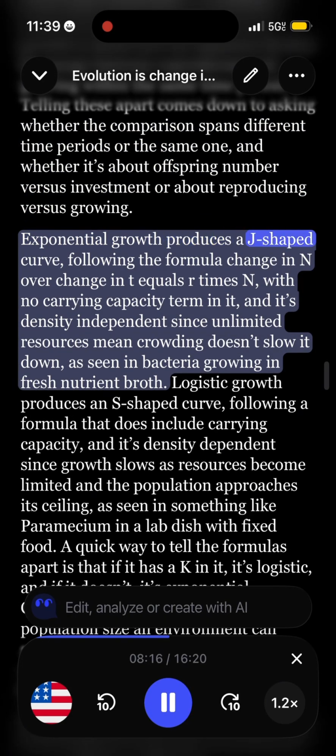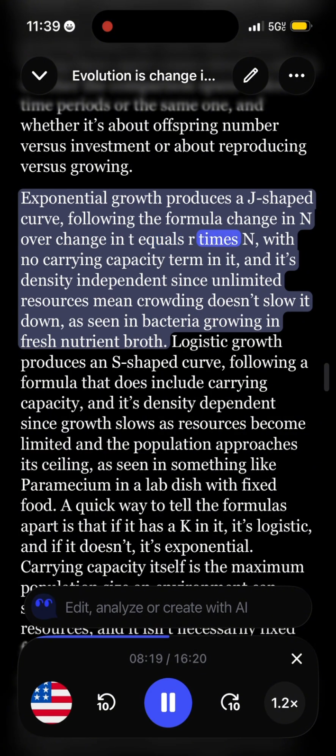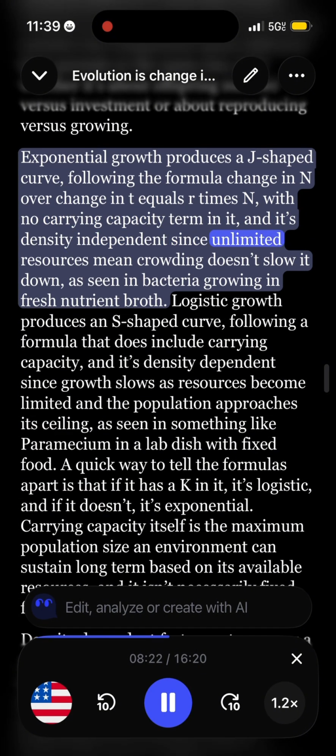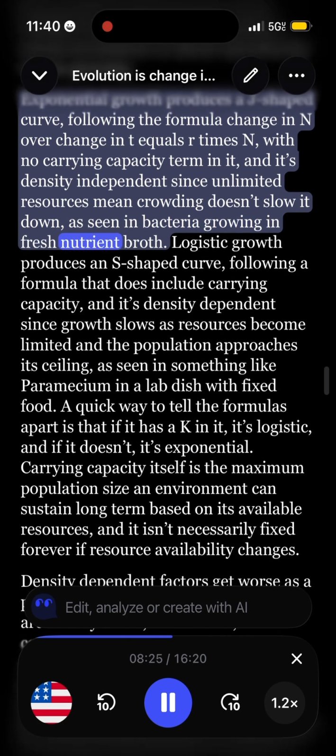Exponential growth produces a J-shaped curve, following the formula change in n over change in t equals r times n, with no carrying capacity term in it, and it's density independent since unlimited resources mean crowding doesn't slow it down, as seen in bacteria growing in fresh nutrient broth.